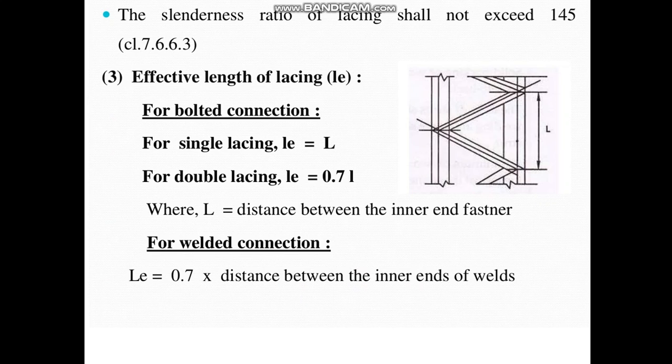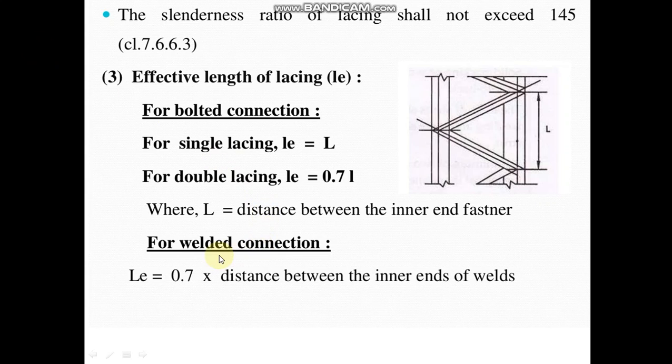The effective length, you see here in this figure, is clearly mentioned for the bolted connection. If it is a single lacing system, the effective length is equal to L only, and for a double lacing system, the effective length is equal to 0.7 times the distance between inner end fasteners.